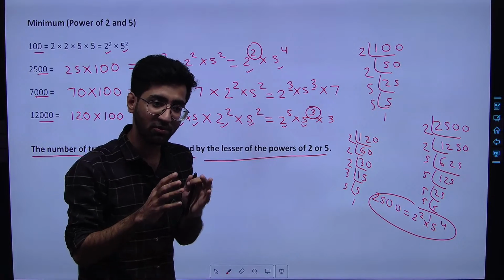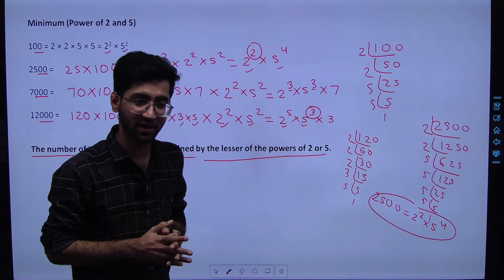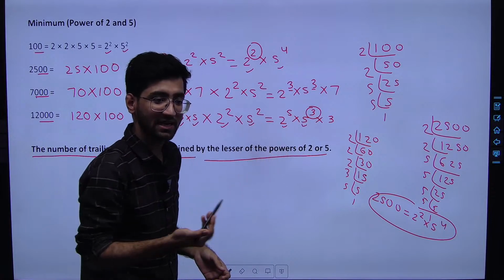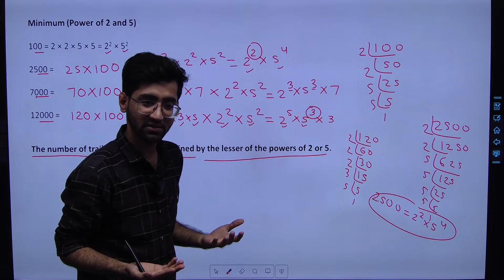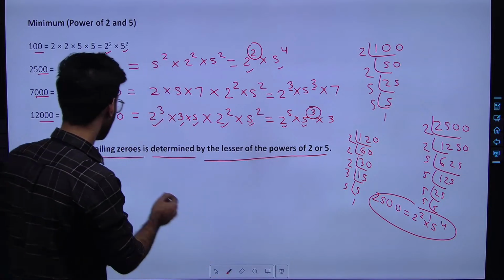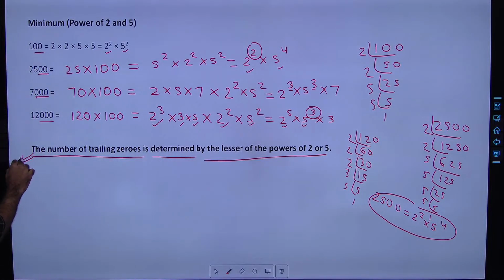You only have to look at the power of 2 and the power of 5. Whichever power is less, you have to pick that power as the number of trailing zeros. Any doubt? Hopefully you are able to understand. You can note this line: the number of trailing zeros is determined by the lesser of the powers of 2 or 5.